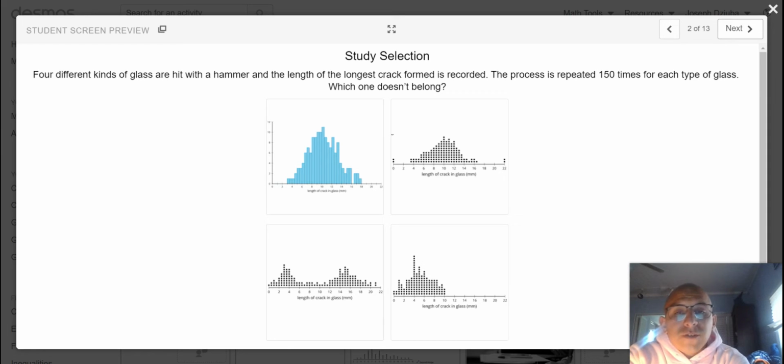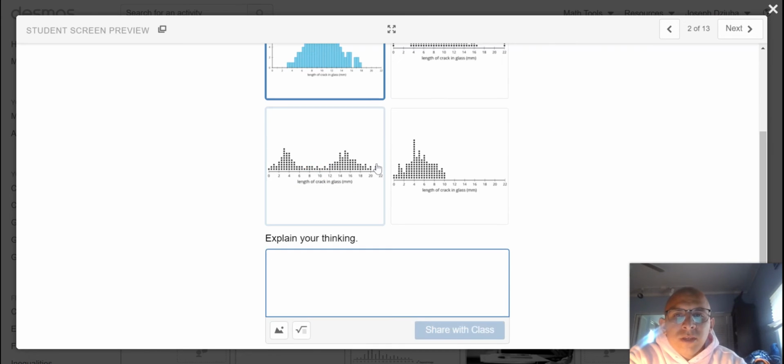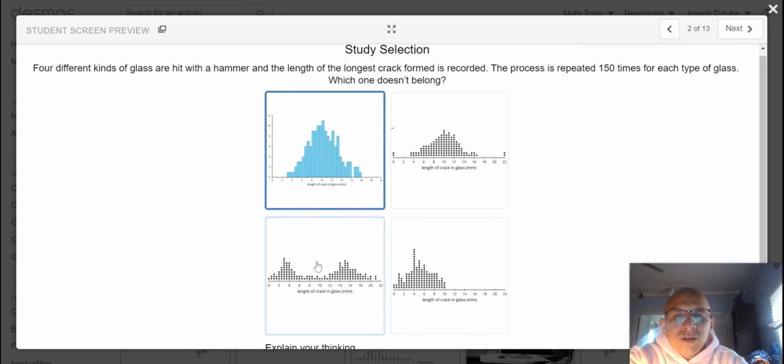All right, for this first activity, we have a which one doesn't belong. 4 different kinds of glass are hit with a hammer, and the length of the longest cracked form is recorded. The process is repeated 150 times for each type of glass. Which one doesn't belong? Right, so take a look at the data.